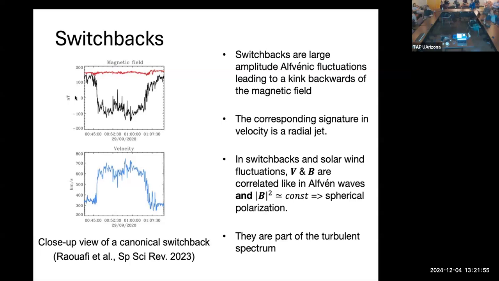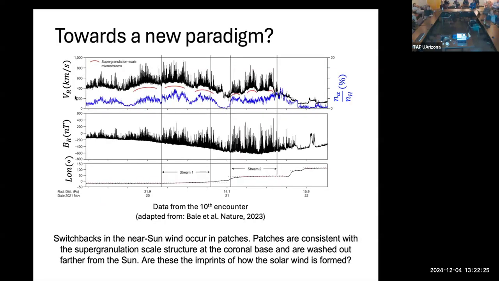And the signature of a magnetic switchback in the velocity field is that of a radial jet, reported in this bottom plot. Now, to tell you the truth, in retrospective, switchbacks are observed also far from the sun, but never in such a prominent and kind of striking way as Parker Solar Probe showed us. But there are signatures that are unique to the near-sun environment. And this is the fact that switchbacks come into patches, into groups.